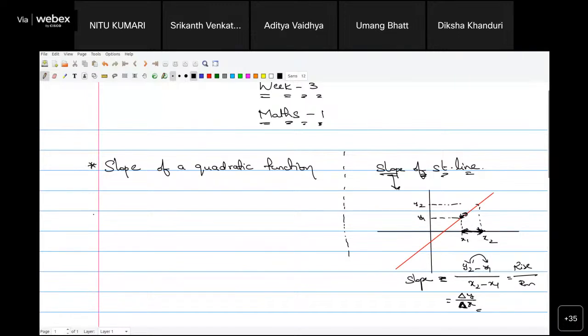So the same thing works here also. If you would like to draw the graph of a quadratic function, how will that look? Somewhat like this, for example. Can I take it like this?